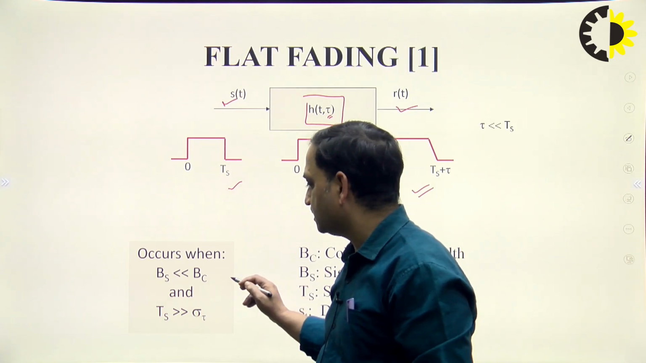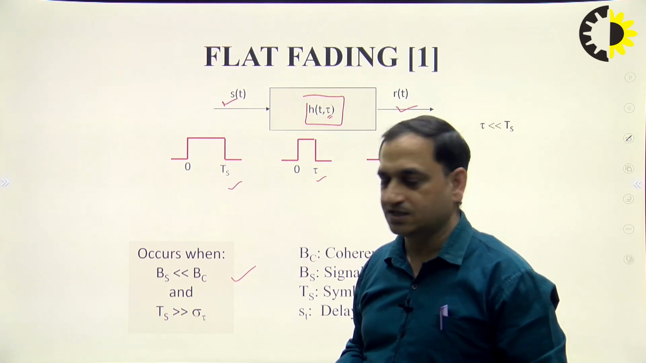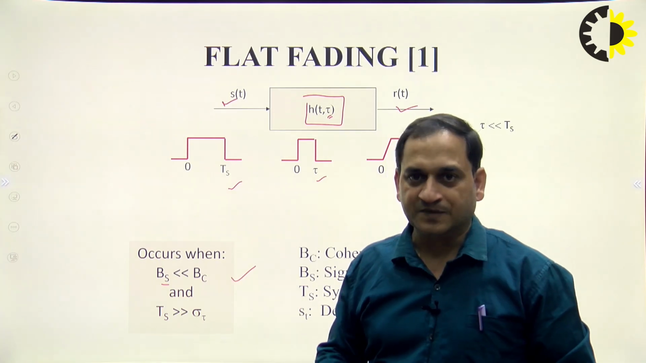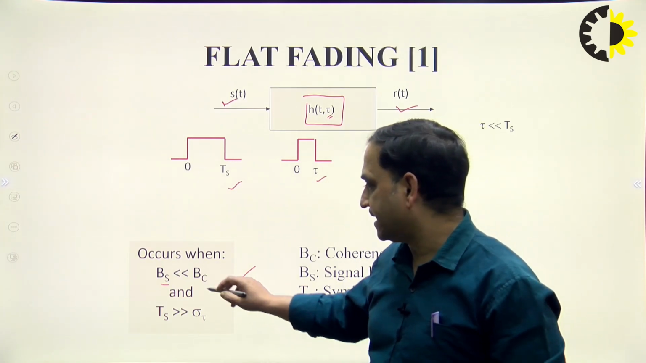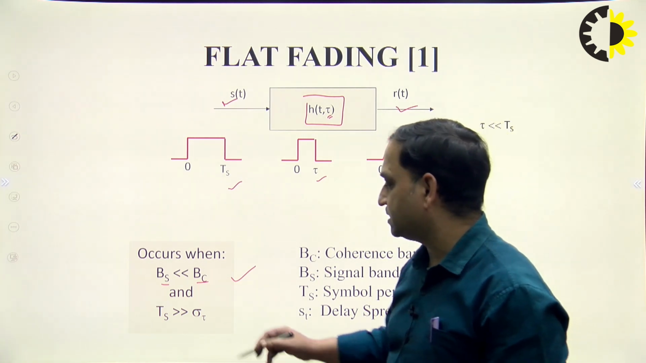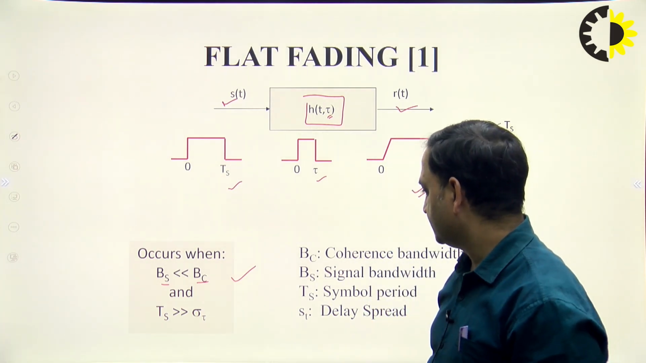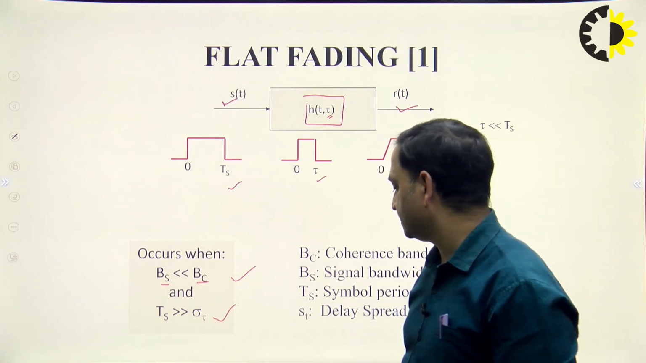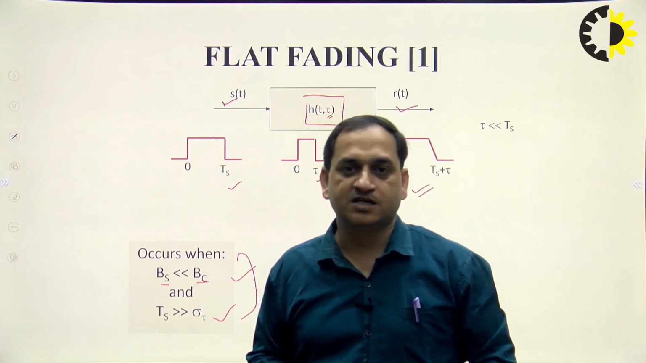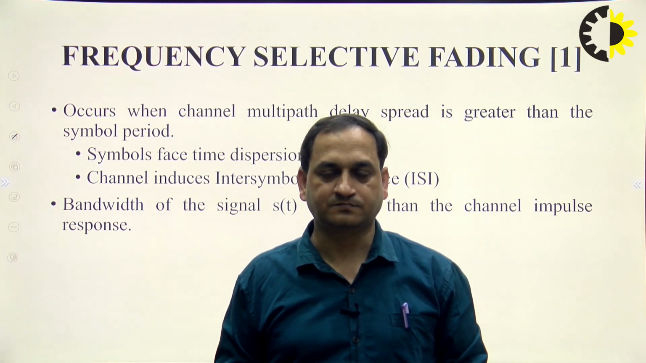Okay. So these things occur because of these two conditions. First one is Bs is very much less than Bc. This Bs is the baseband signal bandwidth, and Bc is nothing but the coherence bandwidth. So it means the signal bandwidth must be very much less than the coherence bandwidth, or the symbol period is greater than the delay spread. So based on these two conditions, we say our signal is in the flat fading condition, right?